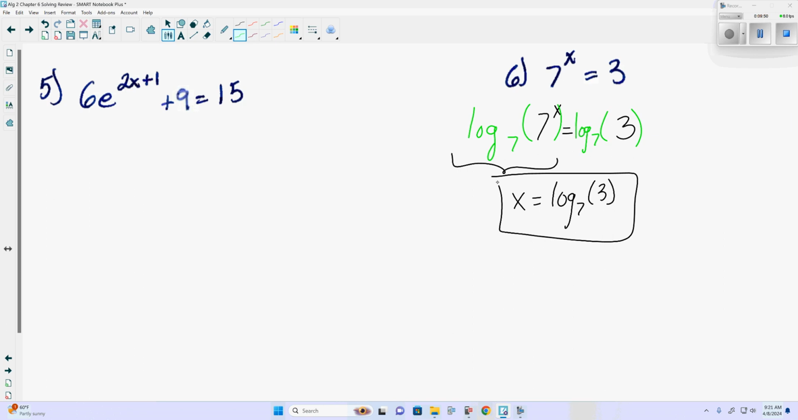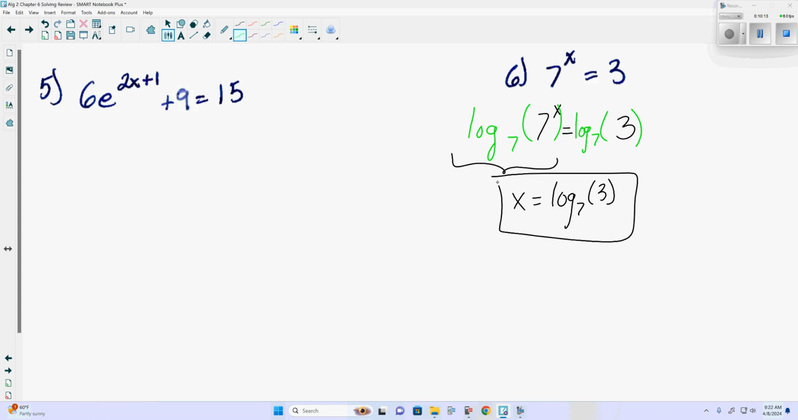Log base 7 of 3 is not a nice number, because no matter what we put 7 to, whole numbers or integers, or rational numbers, we're not going to get 3. It's going to be an irrational number. We are done. That is the final answer. Questions on this here? Do we need to look at number 5?